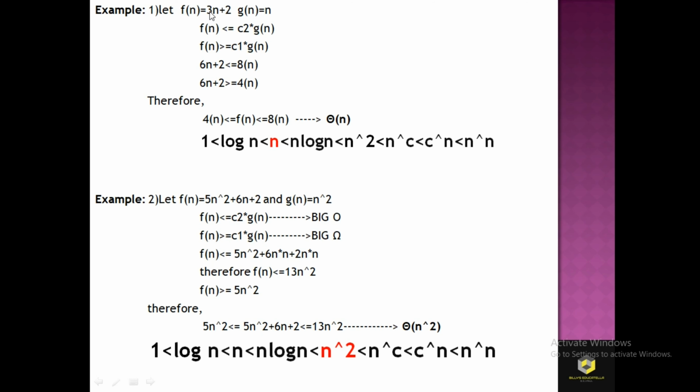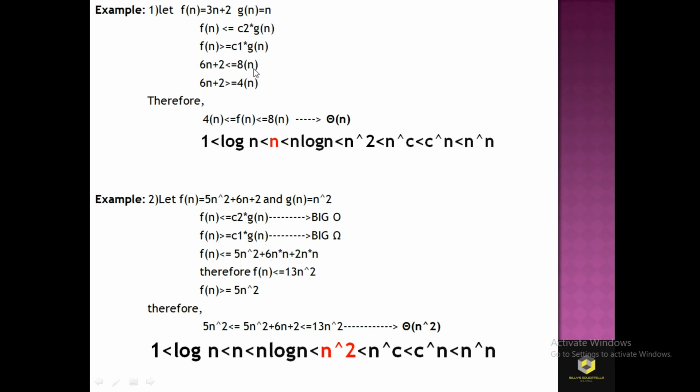Let f(n) = 3n + 2 and g(n) = n. So f(n) must be less than or equal to c2 × g(n). This case is known as the big O notation case, and here the value which we are going to take for g(n) and the constant must be greater than f(n). So here we consider g(n) as n and c2 as 8.